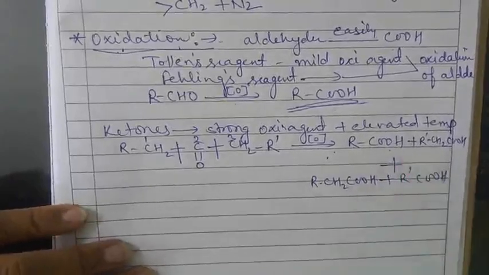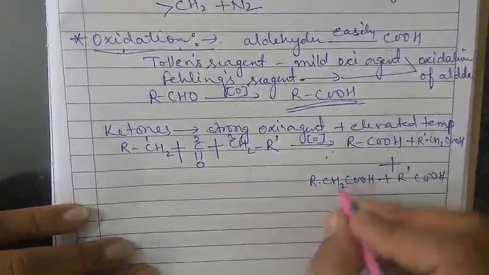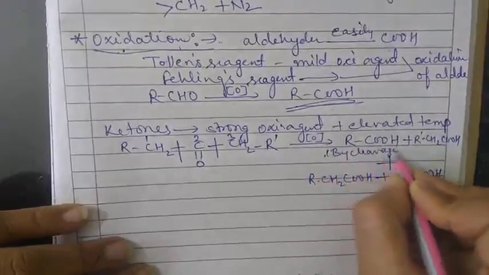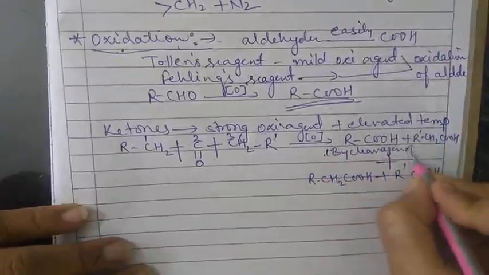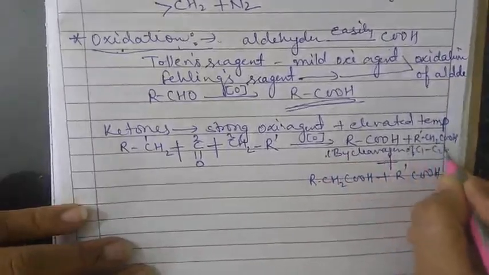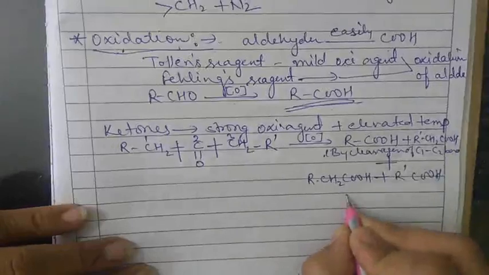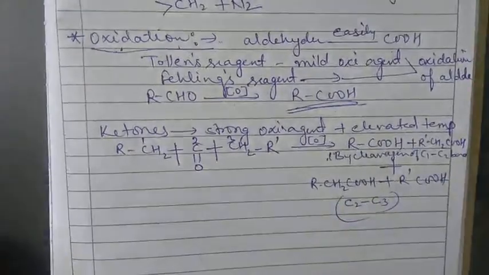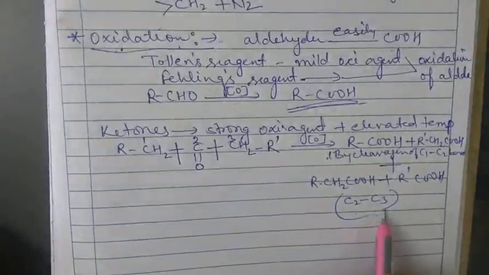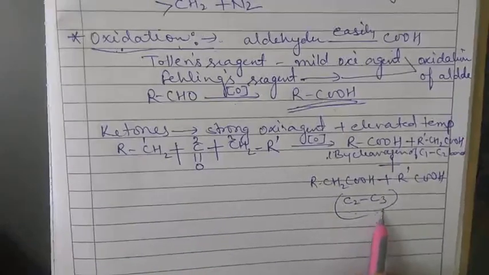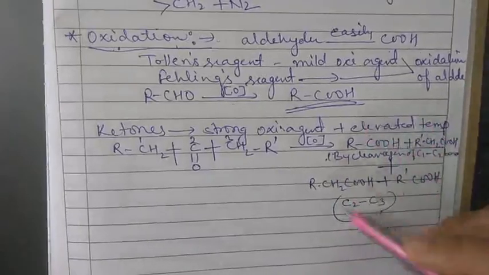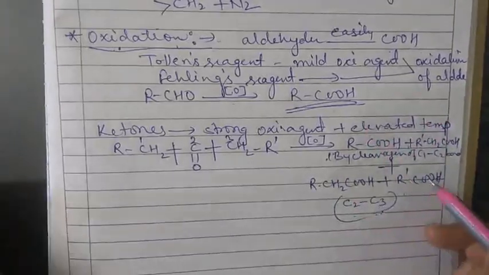How do we get the two different products? This product we get by cleavage. What is the meaning of cleavage? Breakdown of the C1 and C2 bond. And this product we get from the cleavage of the C2 and C3 bond. So we get a mixture of the carboxylic acids.